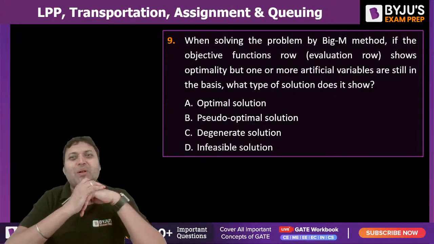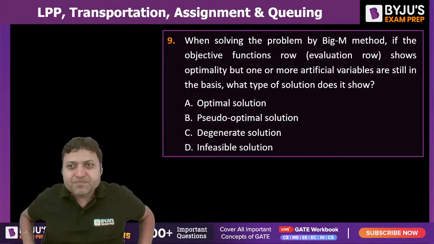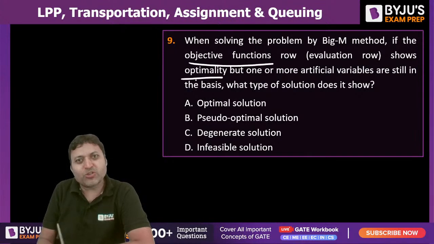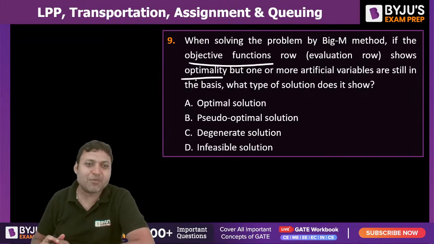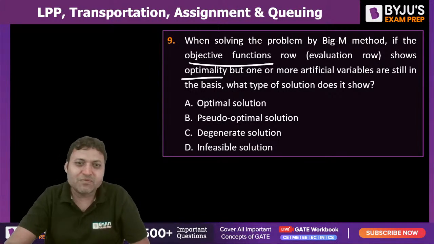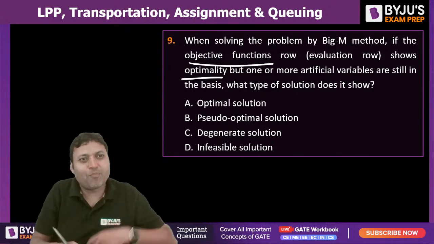While solving the problem by big M method, if the objective function row shows optimality, when do we have the optimum solution? I have already told you. For a maximization problem, when all the Z-row coefficients become non-negative. For a minimization problem, when all the Z-row coefficients become non-positive, that is the optimum solution.